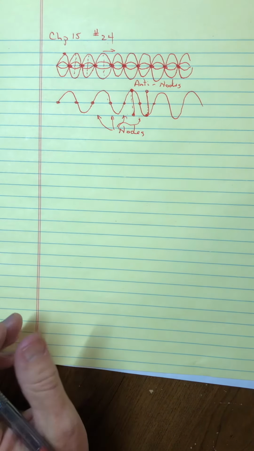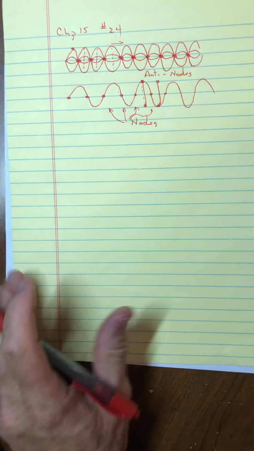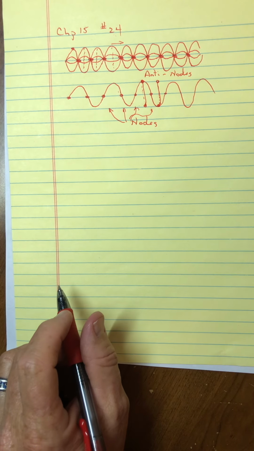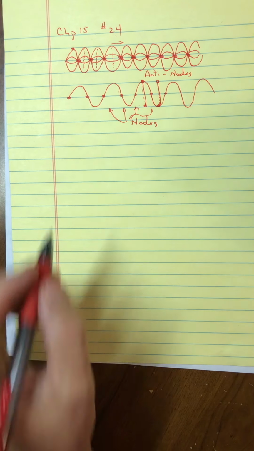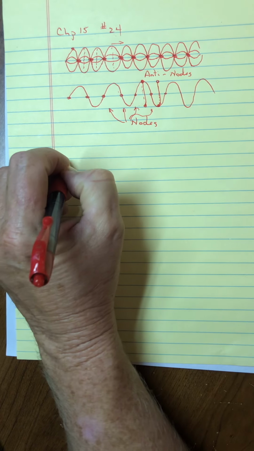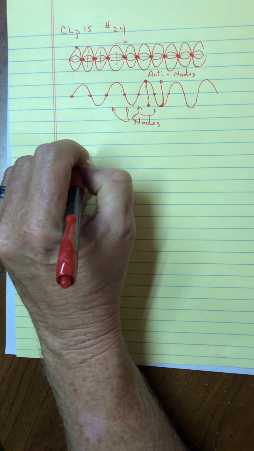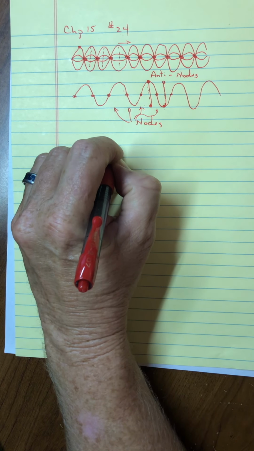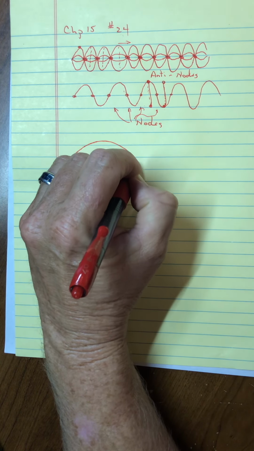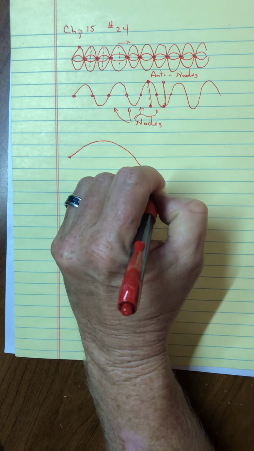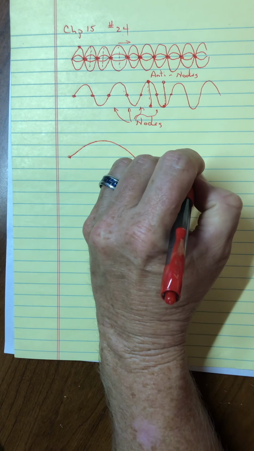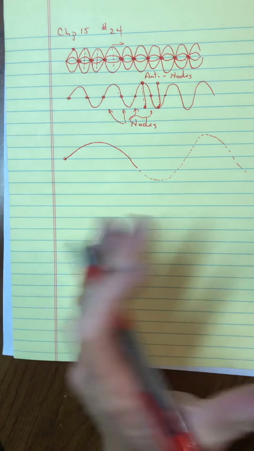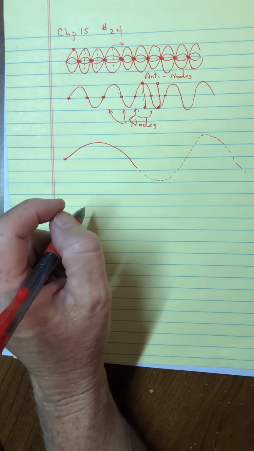Okay, so the key for this problem is it says you have a 2-meter long rope, and it is tied to a very thin rope. So maybe it looks like this. You've got this real heavy rope that goes for a while. And they don't really say, but then it is tied to something that is light and easy to move. So maybe that would be the standing wave pattern for this.